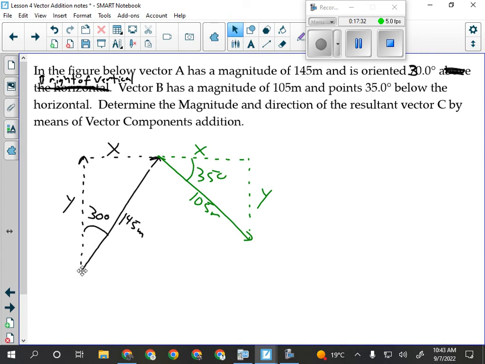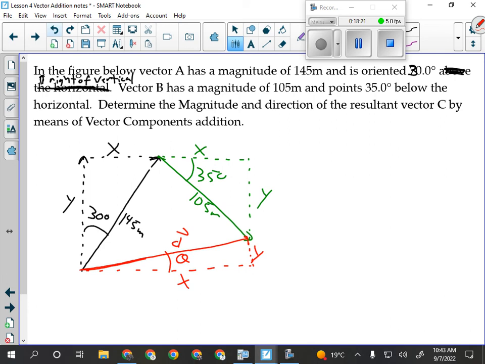I drew them tail to head, as we've been told to do. I've labeled my X's and Y's. My overall displacement would be this line here. It would have a vector of theta, which I'll calculate later. Is this side here X or Y? This is X, and this is Y. All right, my diagram is done.